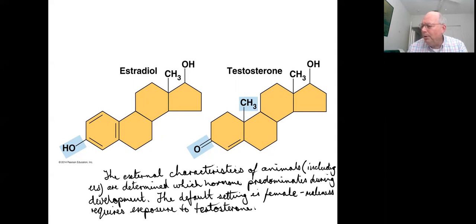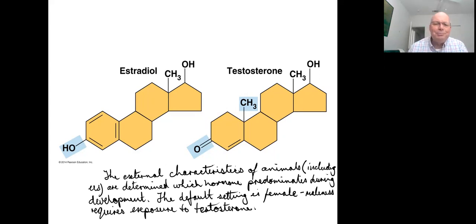If you expose a developing embryo to testosterone, it will develop male external sex characteristics. In the absence of testosterone, the embryo reverts to the default setting, which is to develop as female. And so what triggers the development of maleness is a gene that's carried on the Y chromosome. And it functions for a period of 3 days during the 6th week of pregnancy. And that begins the cascade that leads to the development of maleness.